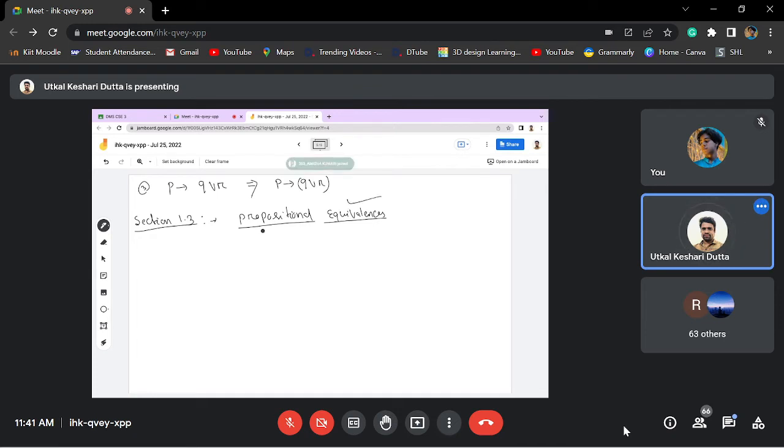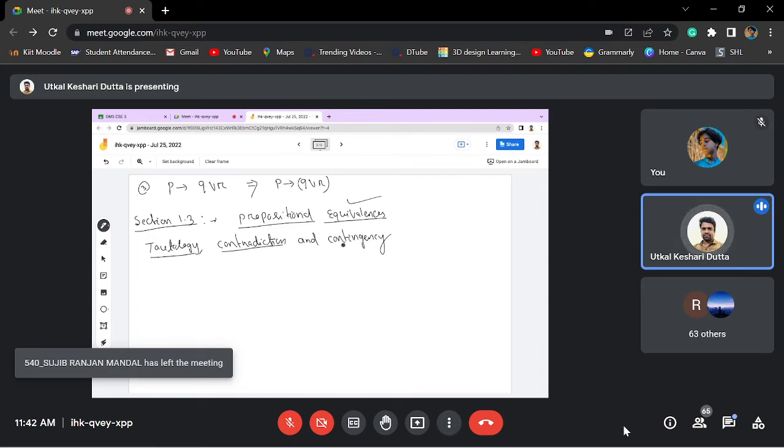Before going to that: propositional equivalences means, what is the condition so that two compound statements or two compound propositions will be equivalent? We'll see. Before studying propositional equivalence, we should know about three terms regarding these equivalences: tautology, contradiction and contingency. That is also an important thing.